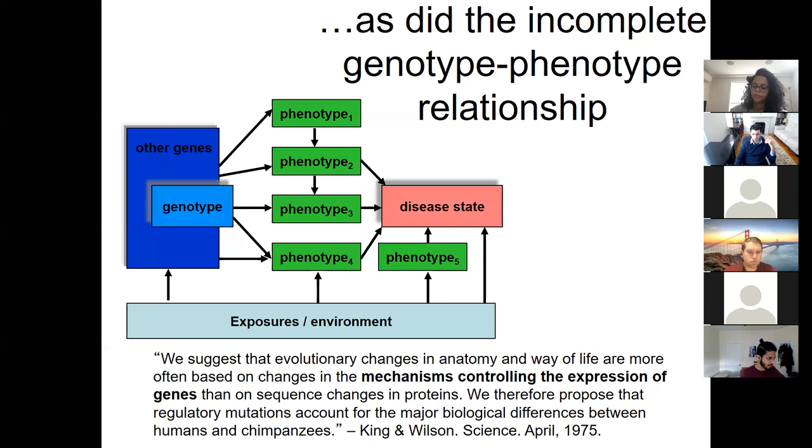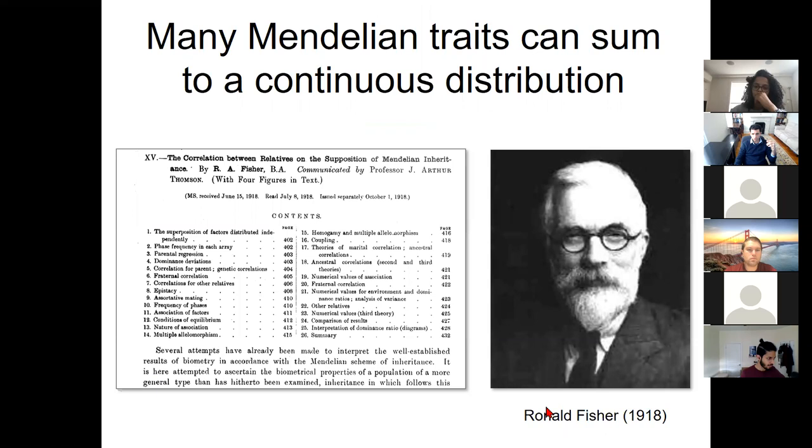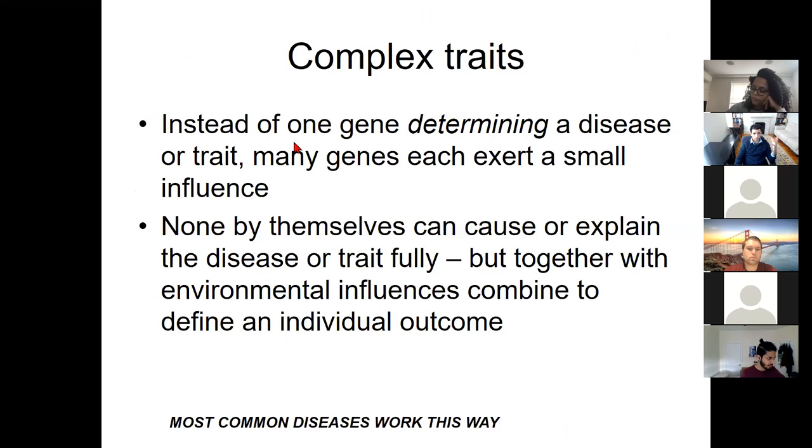And again, I mentioned how Ronald Fisher in 1918 wrote a seminal paper talking about the correlation between relatives on the supposition of Mendelian inheritance. This whole concept that many Mendelian traits can sum to a continuous distribution. So with complex traits, instead of one gene determining a disease or trait, there are many genes, each exerting a small influence. None by themselves can cause or explain the disease or the trait fully, but together with environmental influences, they combine to define an individual outcome. And most common diseases, in fact, work this way.